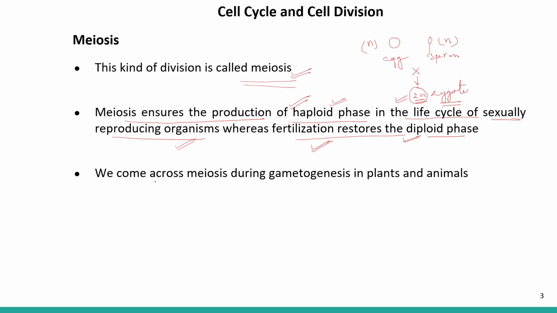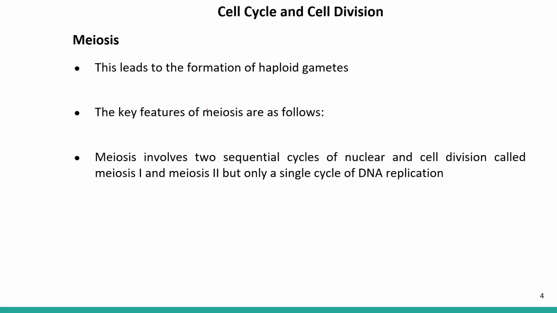We come across meiosis during gametogenesis. Gametogenesis is a very important process in cell division, and it occurs due to the process of meiosis, and it occurs in both plants and animals. Meiosis leads to the formation of haploid gametes. We have just discussed that for forming haploid gametes, the special cell must undergo this type of division called meiosis. So the key features of meiosis are as follows.